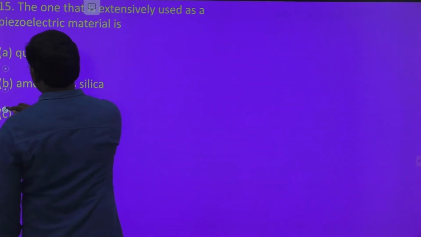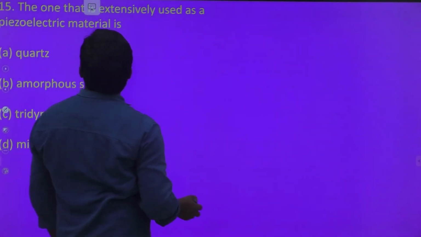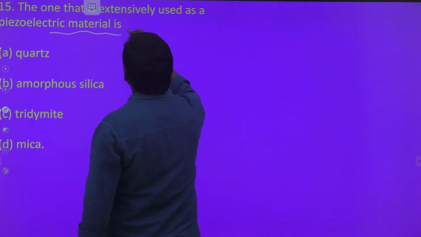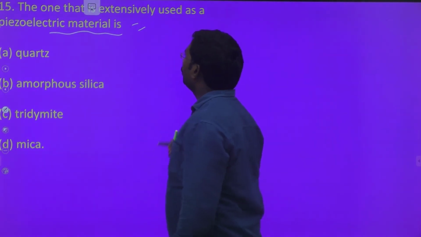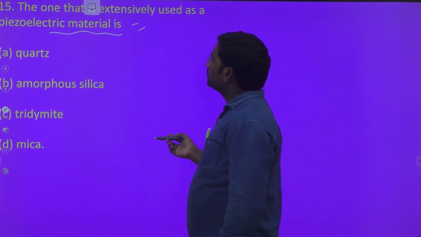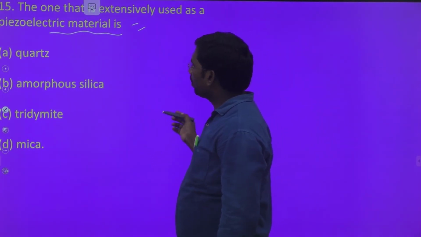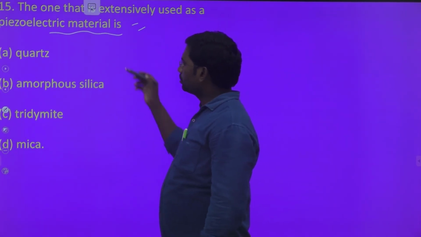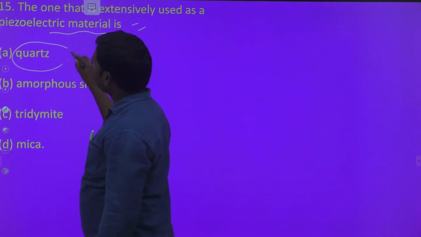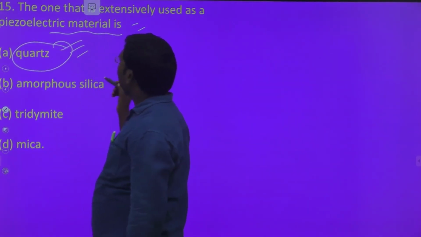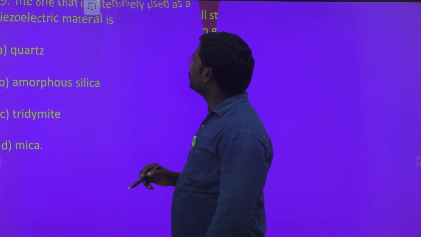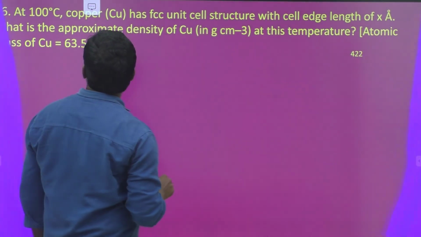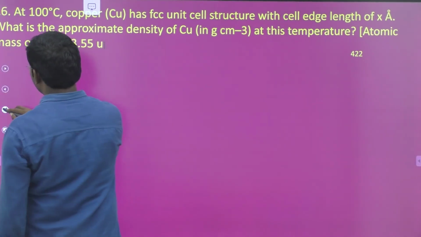And next one, the one that is extensively used as a piezoelectric material is, among these four, which one is extensively used as a piezoelectric material? Quartz, amorphous silica, tridymite and mica. So among these four, this is the best one. Quartz can be used as a piezoelectric material.